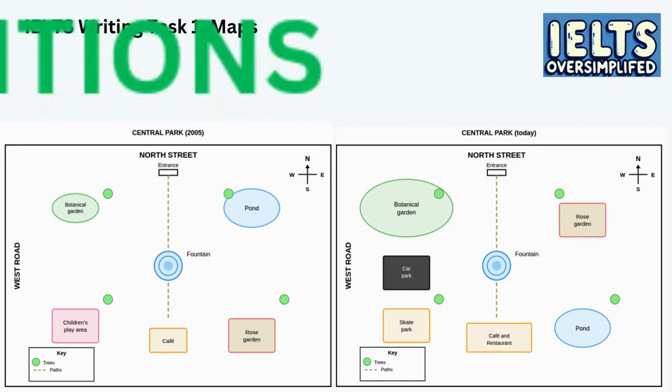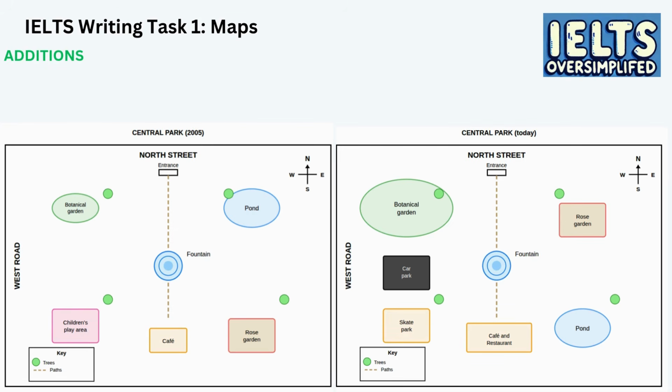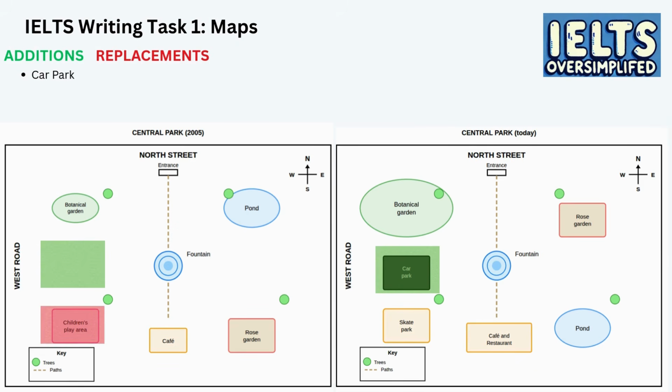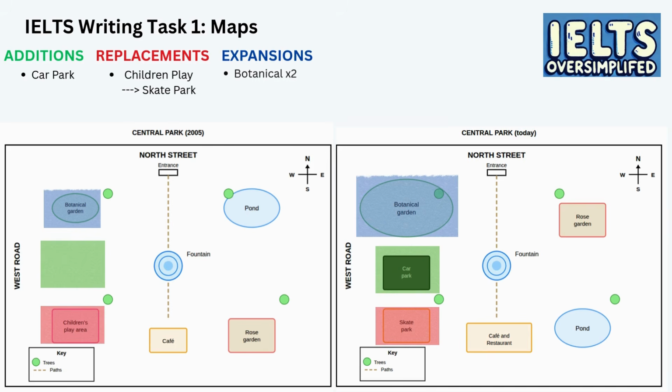First, we have additions, things that were built or added. In our map, a car park was added on the western side. Second, we have replacements, when one thing is replaced by another. The children's play area was replaced by a skate park. Third, we have expansions, when something becomes bigger. The botanical garden became twice its original size, and the cafe was expanded into a cafe and restaurant.